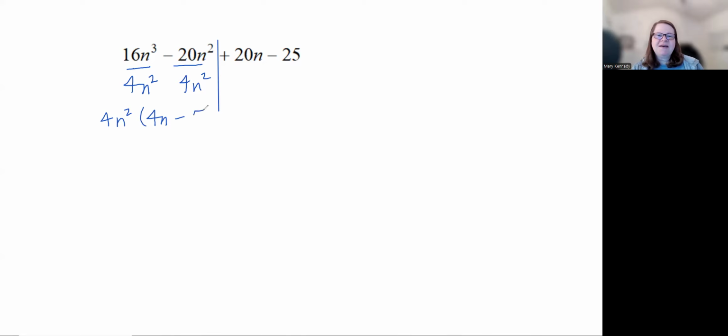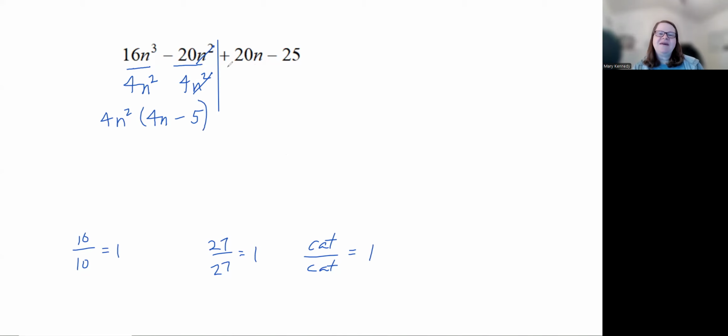20 divided by 4 is 5. And n squared divided by n squared is 1, just like 10 divided by 10 is 1, and 27 divided by 27 is 1, and cat divided by cat is 1, right? Anything divided by itself is 1, so n squared divided by n squared is 1. So 5 times 1 is just 5.